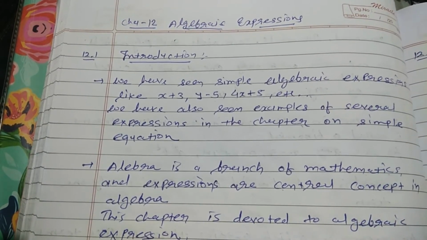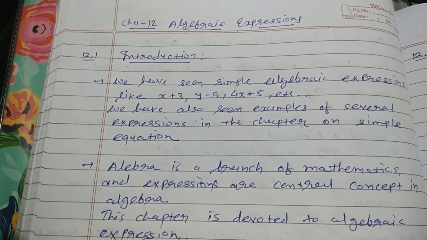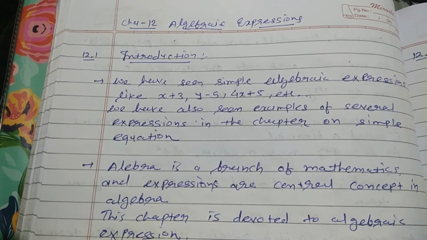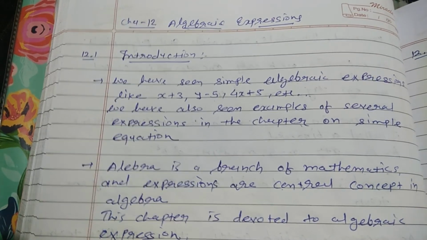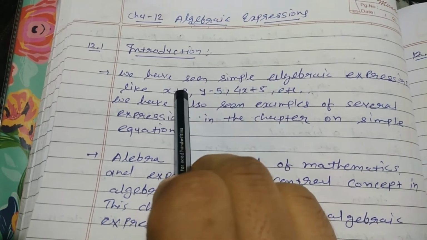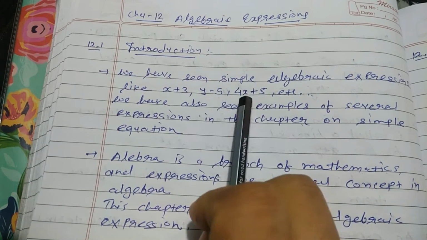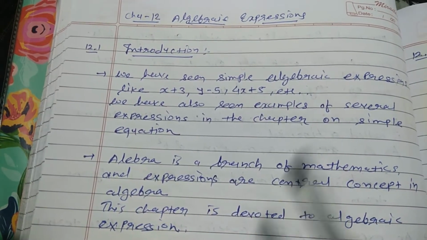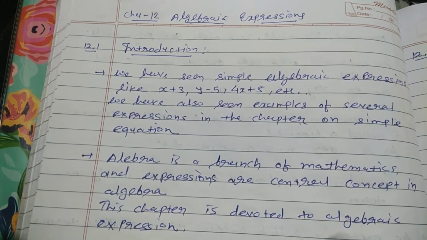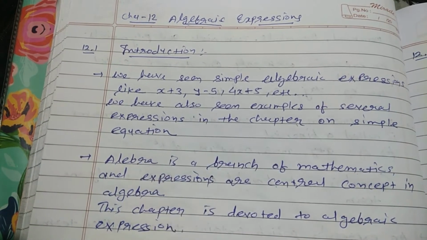Hello students, let's start a new chapter. Chapter number 12, Algebraic Expressions. Now, we have come across some simple algebraic expressions like x plus 3, y minus 5, 4x plus 5. This you have learned in the simple equation chapter.